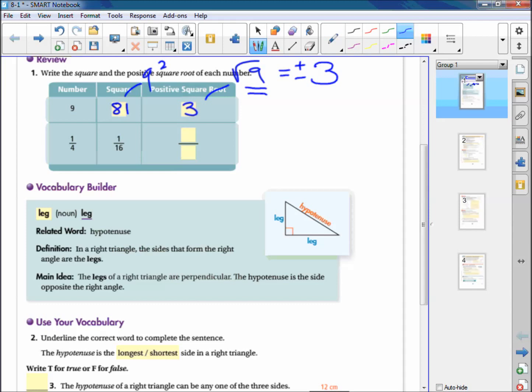All right, so then what is the principal square root of 1/4? So what number times itself makes 1/4? And that's going to be 1/2. Okay, so all we wanted was the positive one. So some vocabulary builder here.